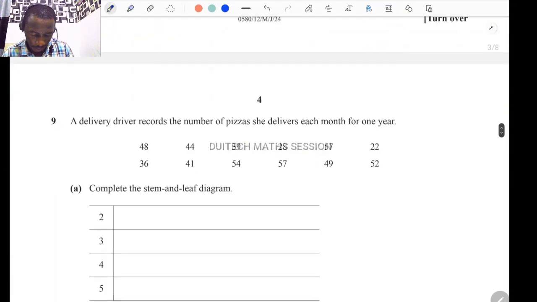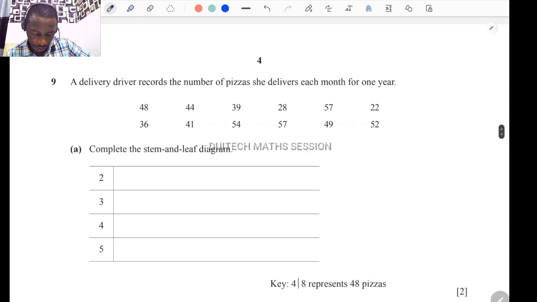Number 9 says a delivery driver records the number of pizzas she delivers each month for 1 year. So each month he delivers this. Now we have to complete this table. Take note of the key. The key is 4/8, which represents pizza.